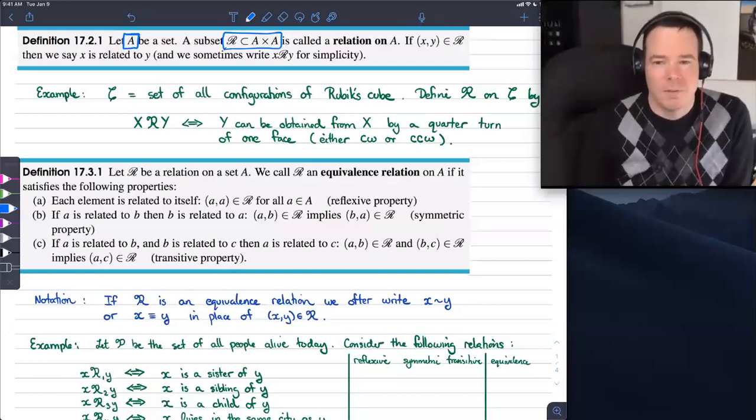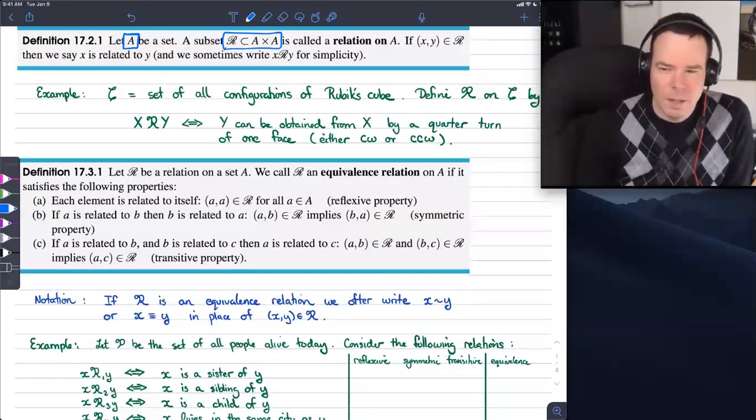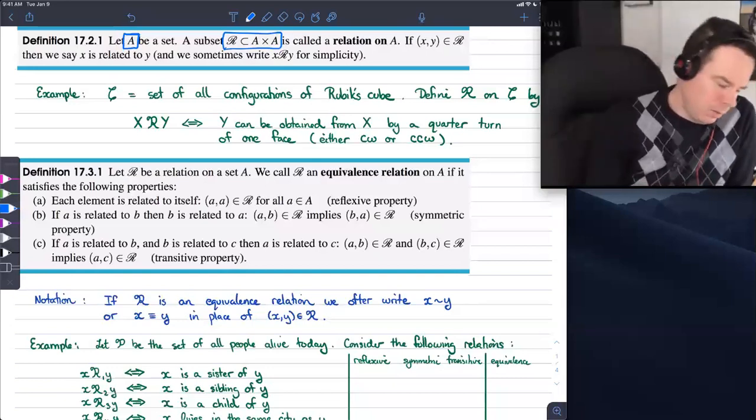It could consist of the entire Cartesian product, A cross A. Under that condition, we'd just say every element is related to every other element. Or it could be something in between. And that's going to be the more interesting cases for us. If the ordered pair x, y is in the relation, we just say x is related to y. And we sometimes write x R y for simplicity.